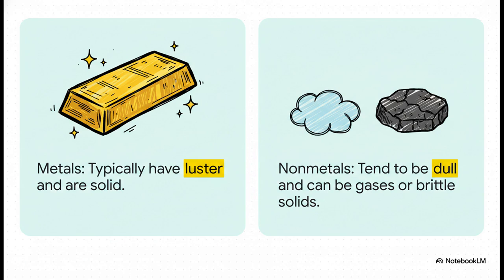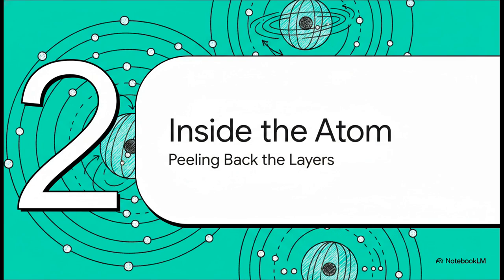First, you've got your metals. You know them. They're typically shiny, which we call luster, and they're solid. And on the other hand, you have the non-metals. They tend to be dull, and they can be gases or even brittle solids. But to really get why they're all so different, we've got to go deeper. A lot deeper. We're going to zoom way in, past the element itself, and start peeling back the layers to see what's really going on inside.